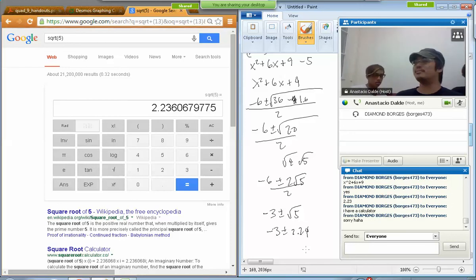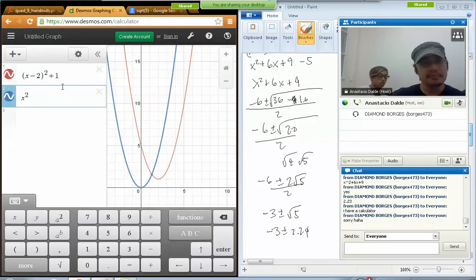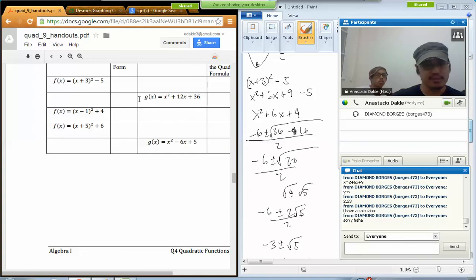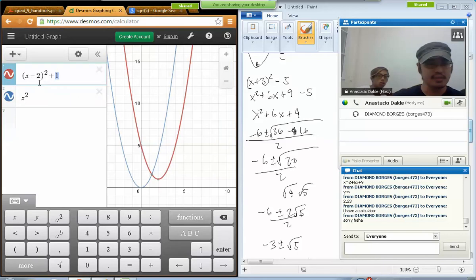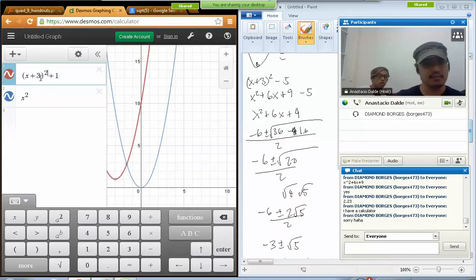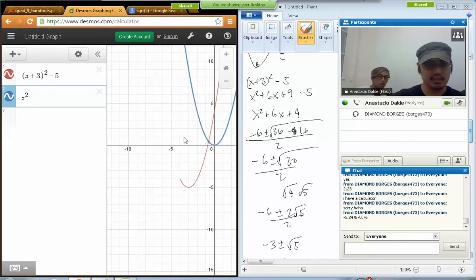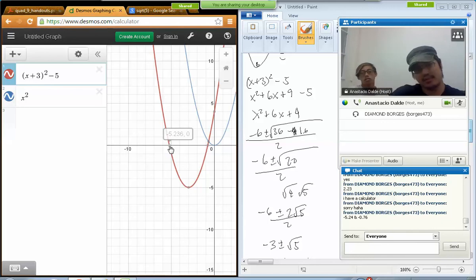So my answer is going to be at, what is negative 3 plus 2.24? Whatever that is. What is negative 3 minus 2.24? It's negative 5.24. So if I were to graph that, what was the equation? It was x plus 3 squared minus 5. Then the graph crosses at negative 5.24 and negative 0.76. Are we cool?